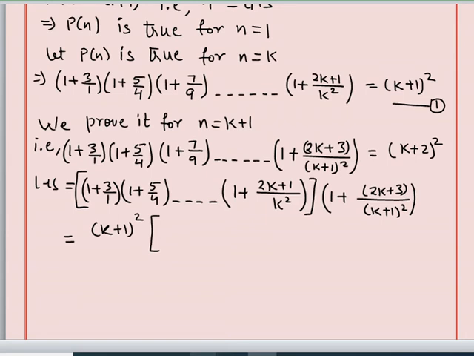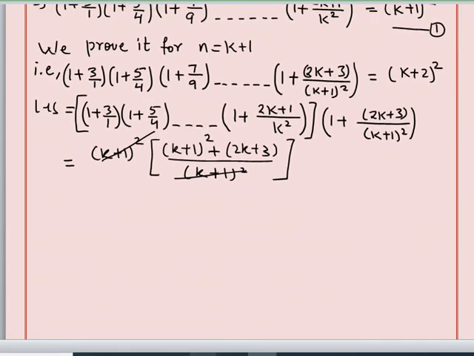Let us take LCM here. So 1 gets multiplied with (k+1)², and this is added to 2k + 3. And this entire expression is divided by (k+1)². So you can easily see we get rid of (k+1)² as it gets cancelled out.